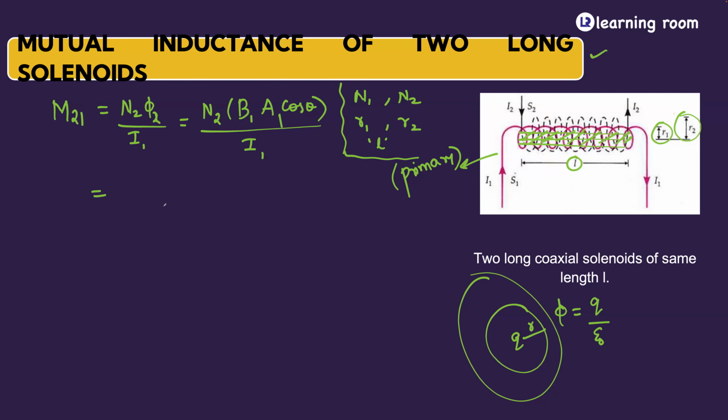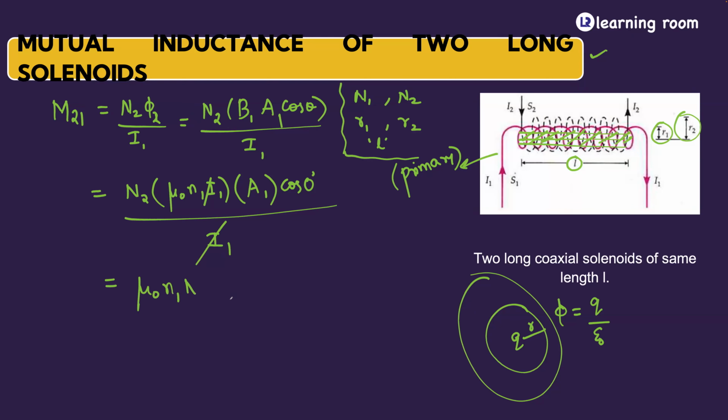N2 into, what should I write in the place of B1? It will be mu naught into n1 into I1. Area, I'll leave it as it is, A1, into cos of how much will be the angle? Same logic. It is going to be cos 0 because magnetic field is along the axis, area vector is also along the axis. It is going to be cos 0, the whole divided by I1. I1 and I1 get cancelled. So what will you have? Mu naught into small n1 into N2 into A1. Right.